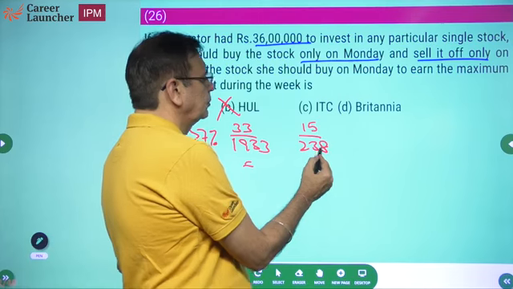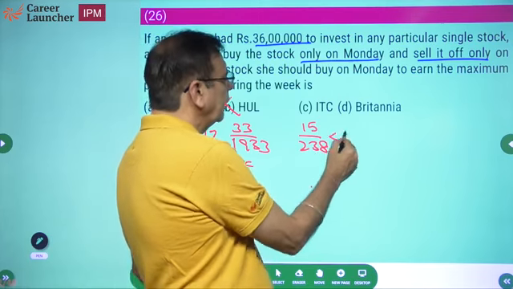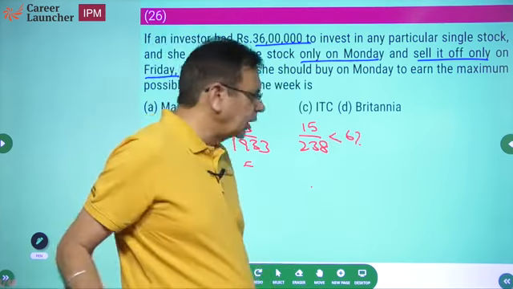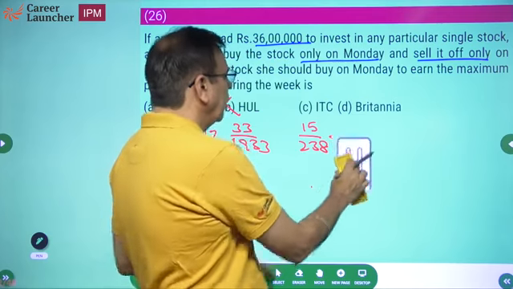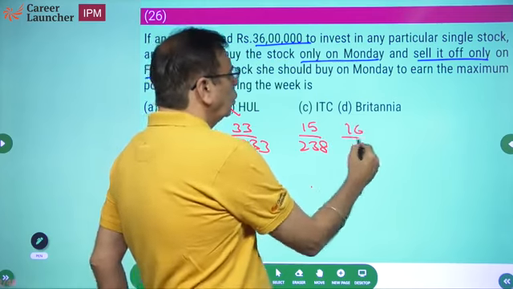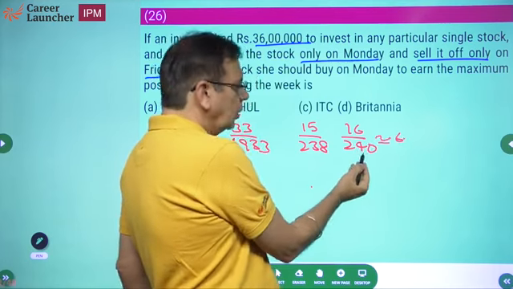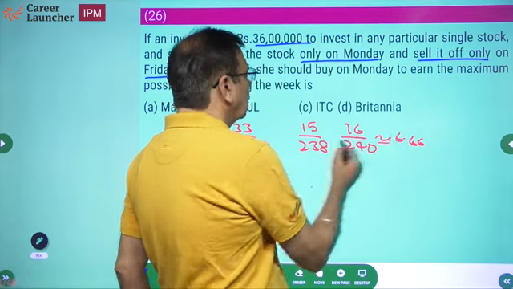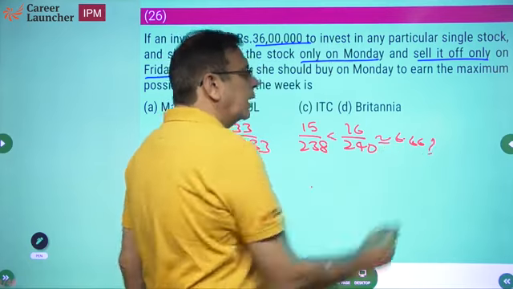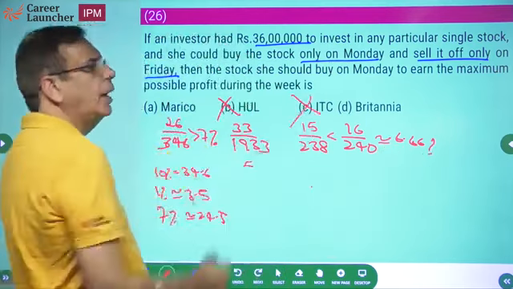What about this? This will be less than 6%, less than 6.66% to be precise. Why? Because 16 upon 240 would have been 10%, 24, 16 would be 6.66%. So this is going to be less than 2/3. So this also cannot be my answer.